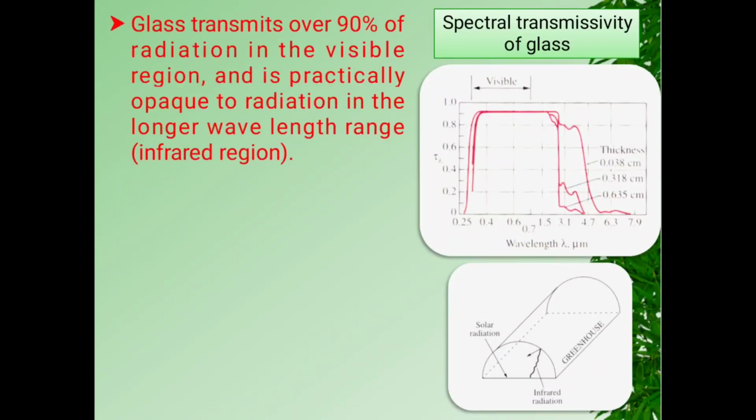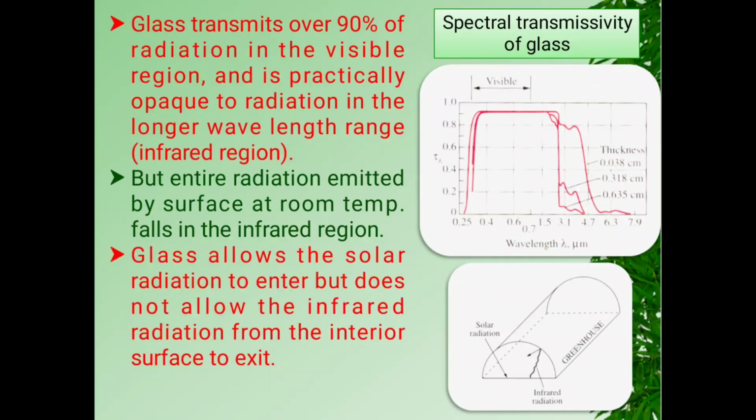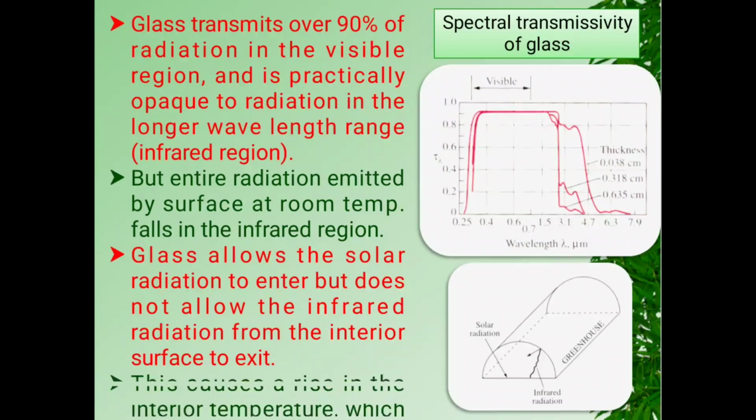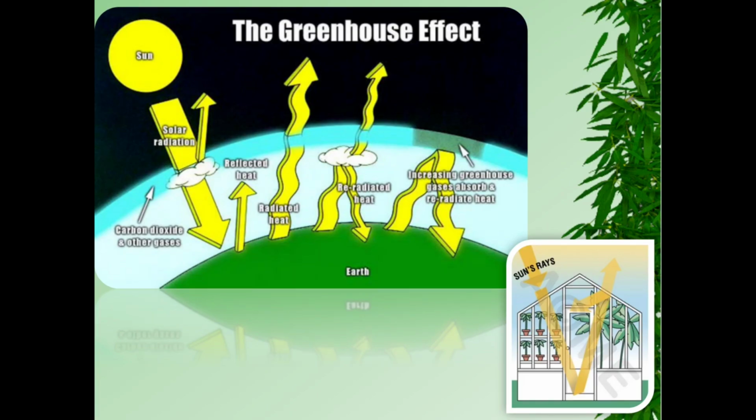Spectral transmittance of glass. Glass transmits over 90% of radiation in the visible region and is practically opaque to the infrared region, that is radiation in the longer wavelength range. The entire radiation emitted by surfaces at room temperature falls in the infrared region. Glass allows the solar radiation to enter but does not allow the infrared radiation from the interior surface to exit. This causes a rise in interior temperature. The sun's energy passes through the car windshield, and the energy radiated from the car interior cannot pass back through the windshield, so the car warms up. This is the greenhouse effect.